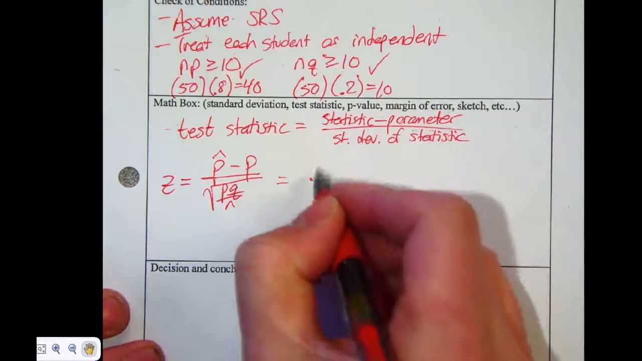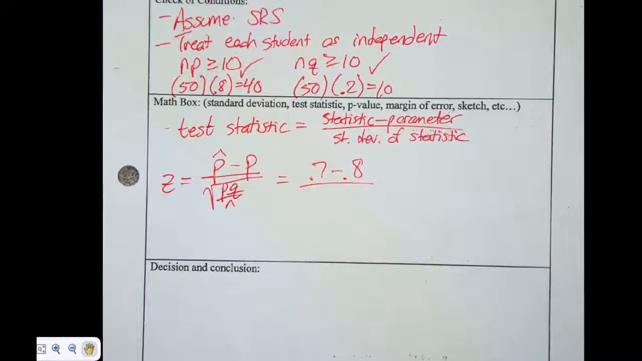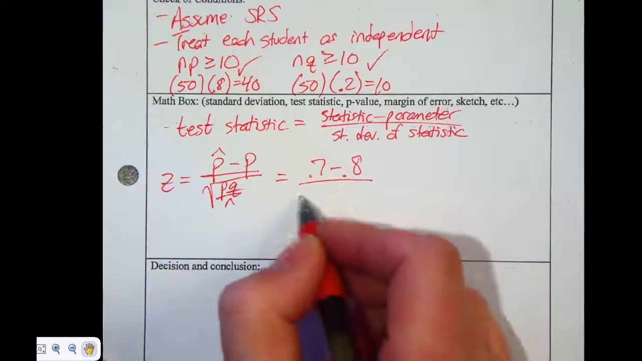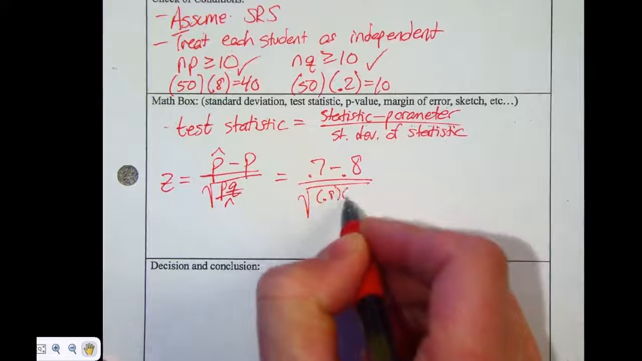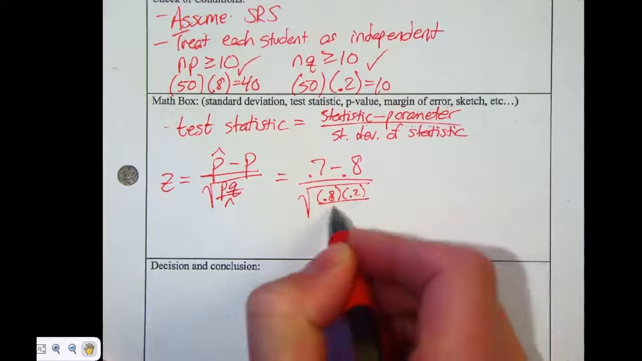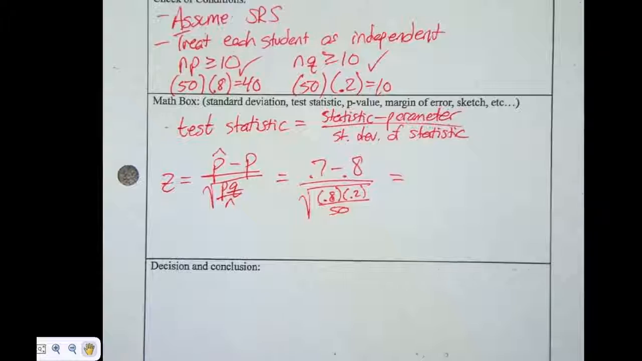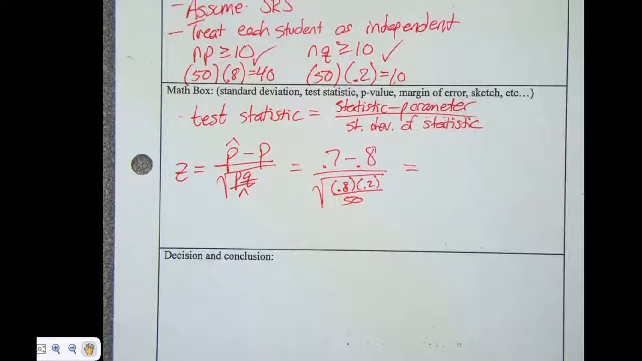So then down here, I'm going to go 0.7 minus 0.8. That will make my z-score negative. Why does it make sense that my z-score would be negative? Because we're below the mean, right? So the square root of 0.8 times 0.2 divided by 50. Get your calculators out. You don't have to type that in. There's your calculator to do all the stuff for you too. You can type that into it, but you don't have to.